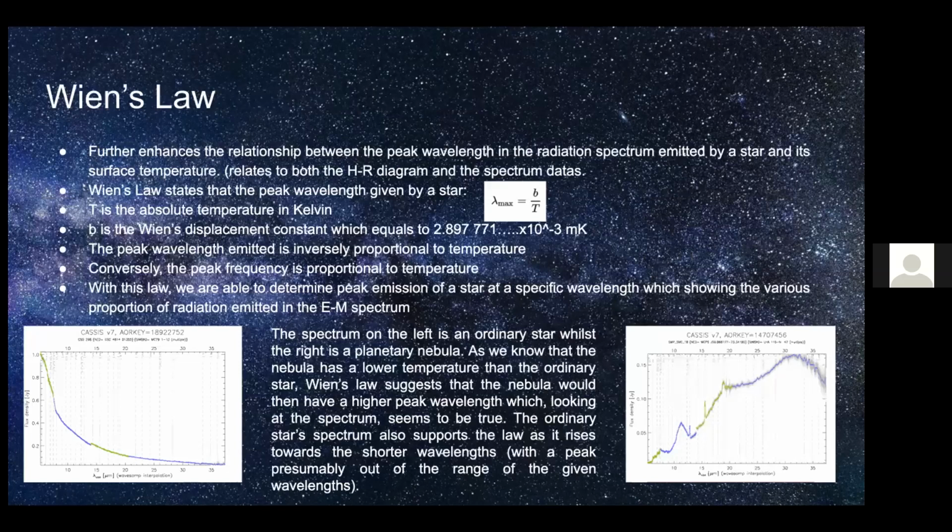Wien's law states that peak wavelength is equal to Wien's displacement constant over temperature. The spectrum on the left is an ordinary star, whilst the right is a planetary nebula. As we know, the nebula has a lower temperature than the ordinary star. Wien's law suggests that the nebula would then have a higher peak wavelength, which, looking at the spectrum, seems to be true. The ordinary star's spectrum also supports the law as it rises towards the shorter wavelength, which are peak presumably out of the range of the given wavelengths.